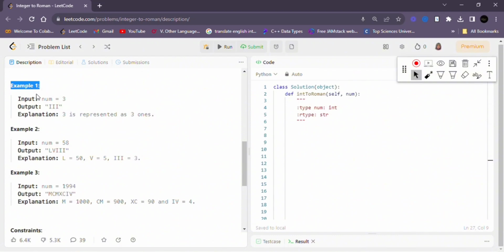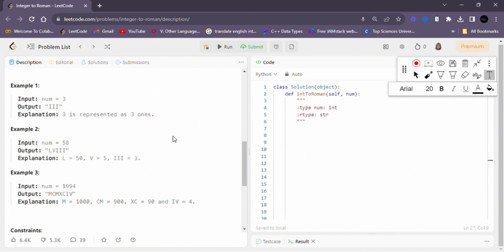In example number 1, we have an input num 3 and the output is III, because 3 is represented by three ones. In example 2, we have 58, and the output is LVIII. L means 50, V means 5, so L and V make 55. And now three ones mean 3. That means 55 plus 3, which equals 58.